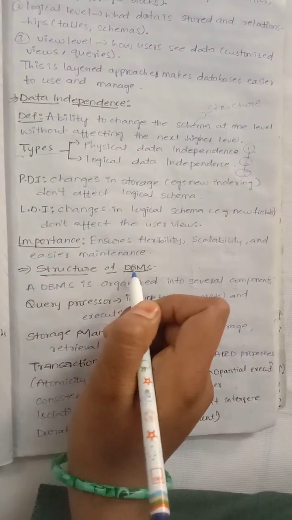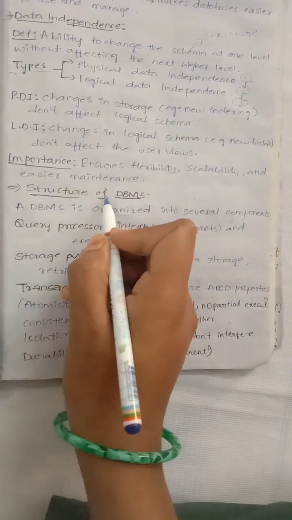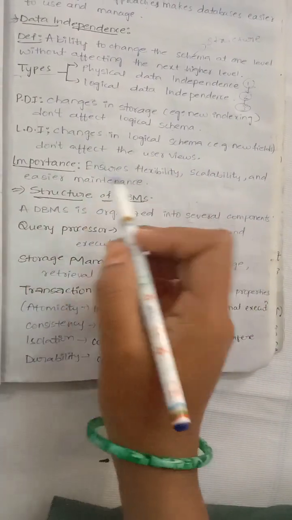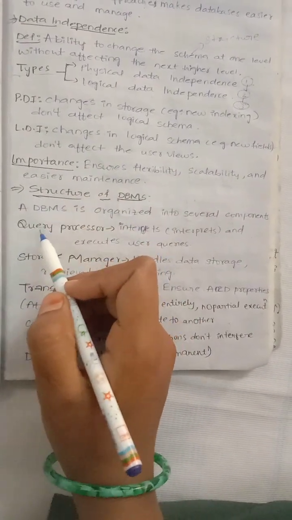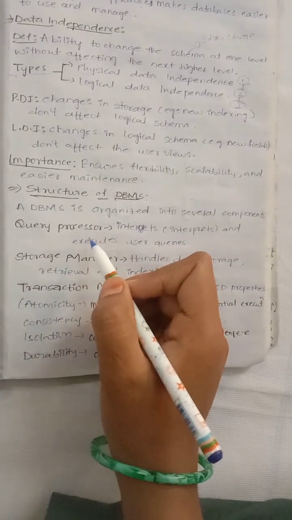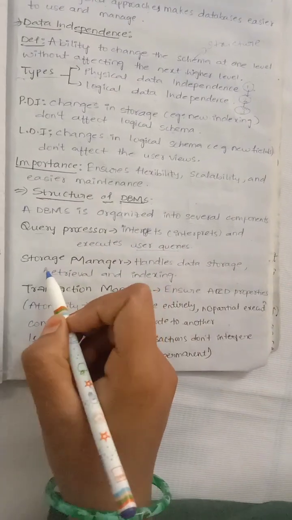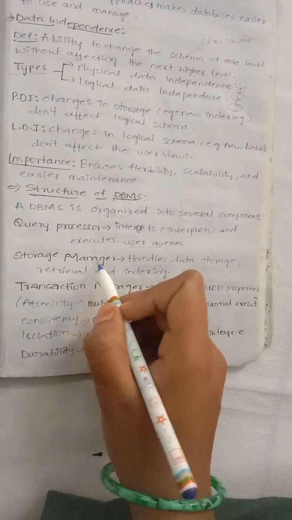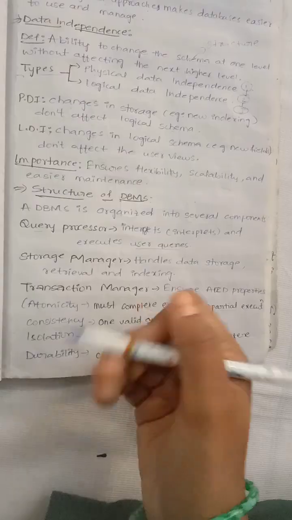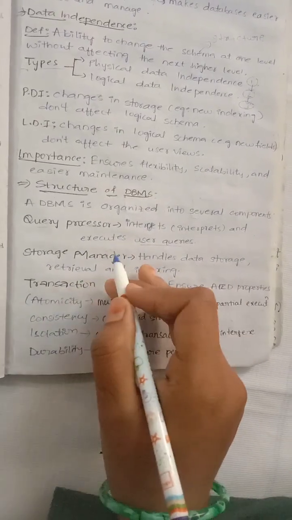Structure of database management system. This is another concept. This is the process of organizing the data in several components with a structure. The structure includes a query processor, which deals with the execution of user queries. Another is the storage manager. This is the process of handling the data, which includes retrieving, indexing, and accessing the data. Storage manager will manage the storage purpose.